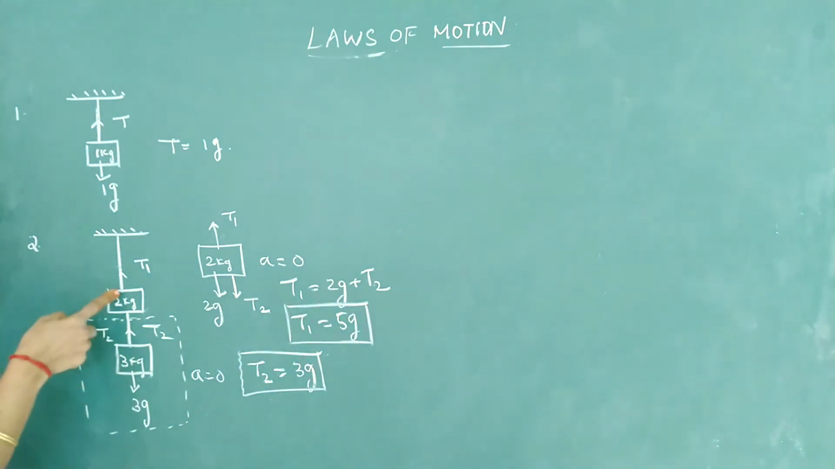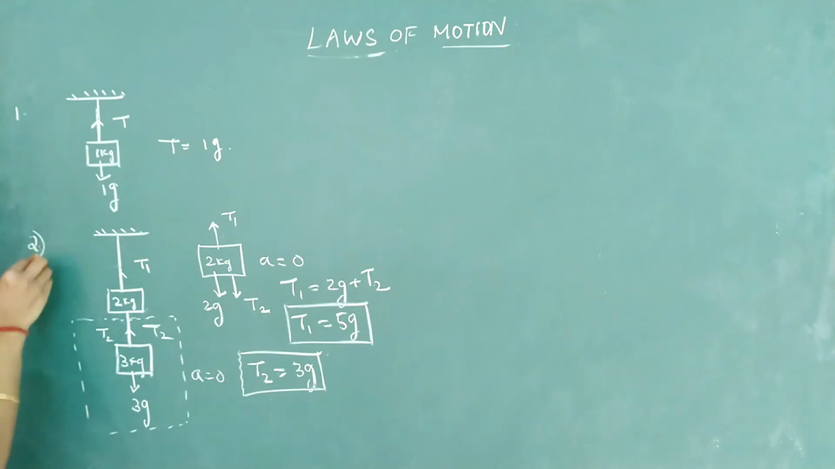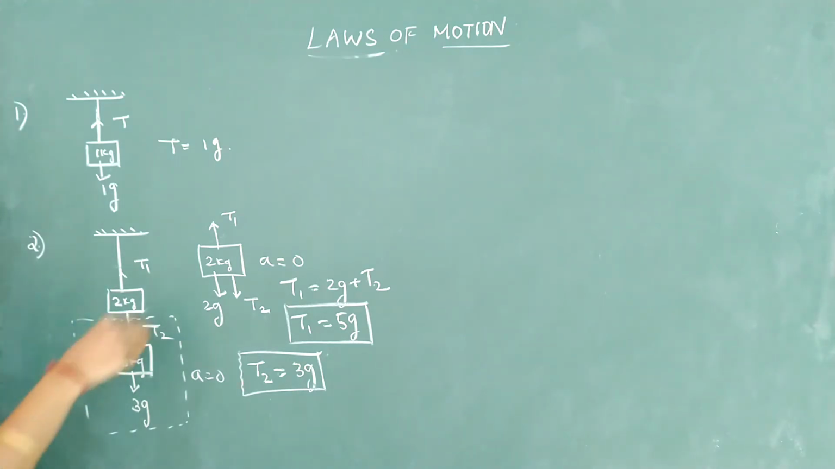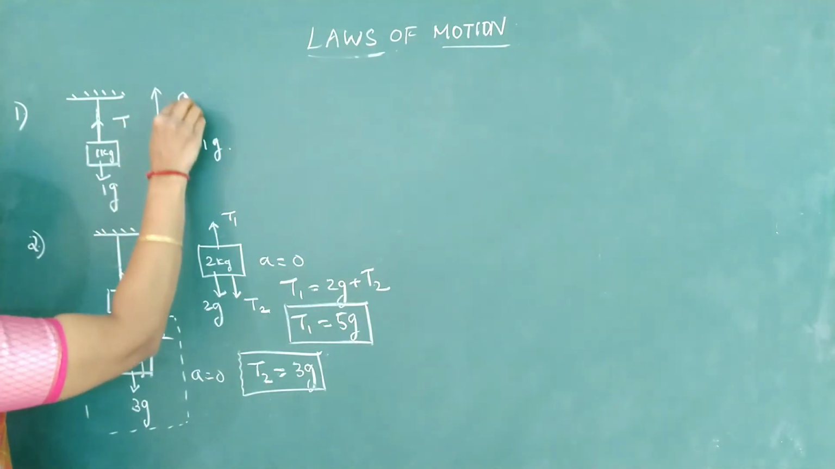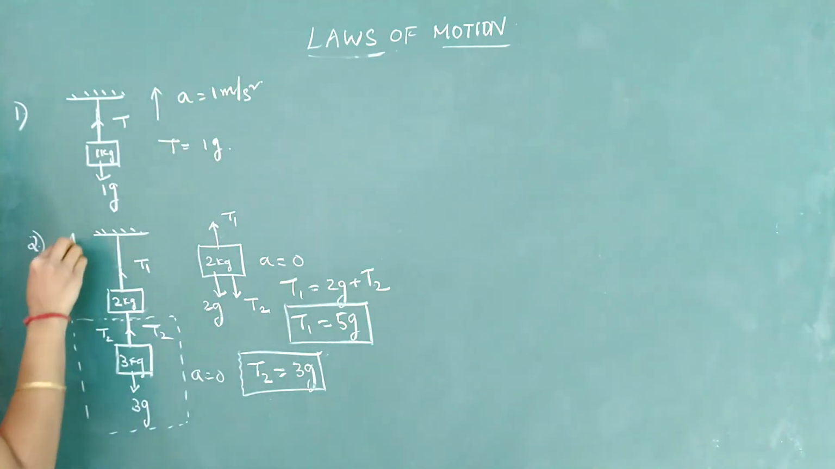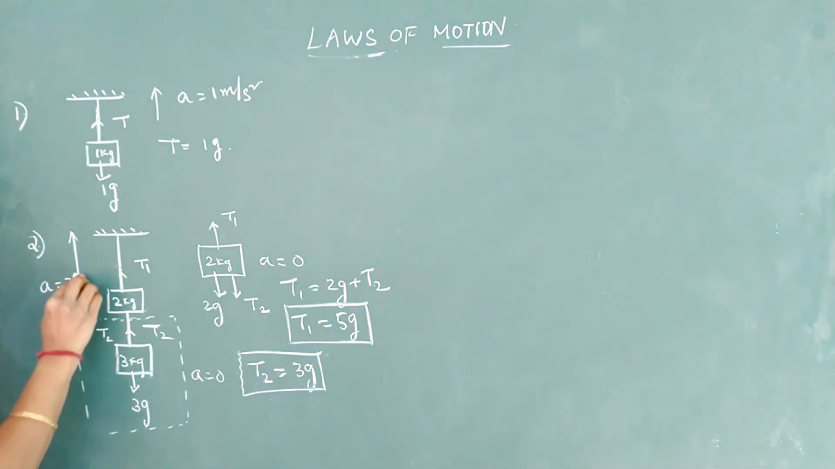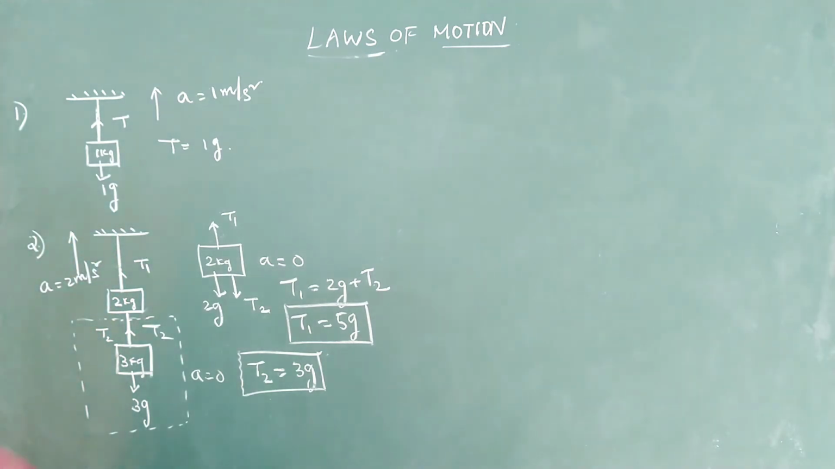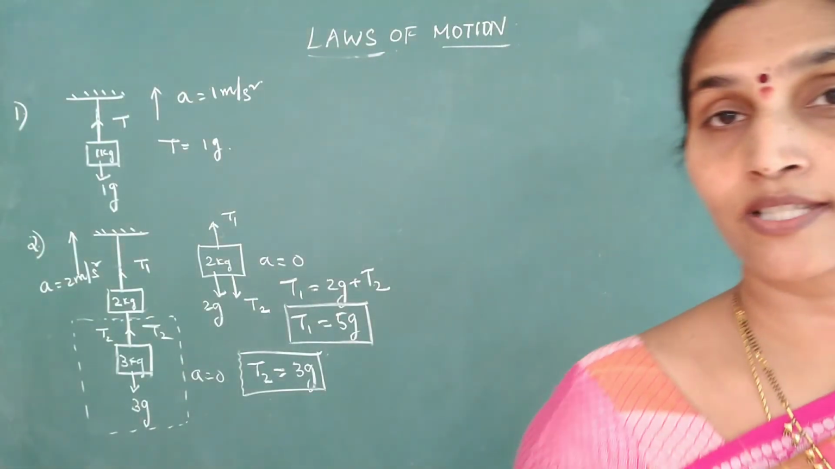Okay, so this is the case: how to find tension in the string in a vertical arrangement of blocks when there is no acceleration in it. What will be your answer if this is moving up with an acceleration of 1 meter per second square, and if this system is moving up with an acceleration of 2 meter per second square? How will you modify your answers for T1 and T2? Previously the strings were stationary.